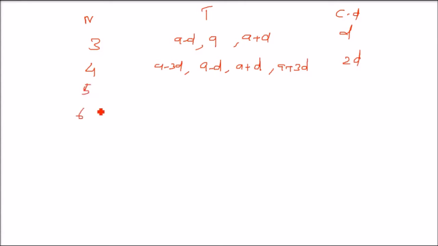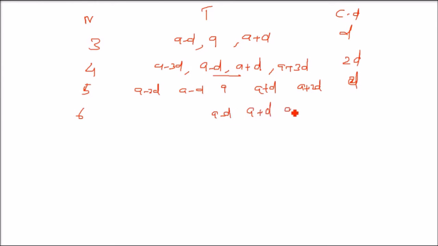Let us complete this. Now we have 5 terms. When we have 5 terms, as I told you, when we have odd, we start with A in the middle. Left hand side negative, right hand side positive. So A plus D, A plus 2D. The common difference is D. Always for an odd number of terms, the common difference is D. For an even number, the common difference is 2D.